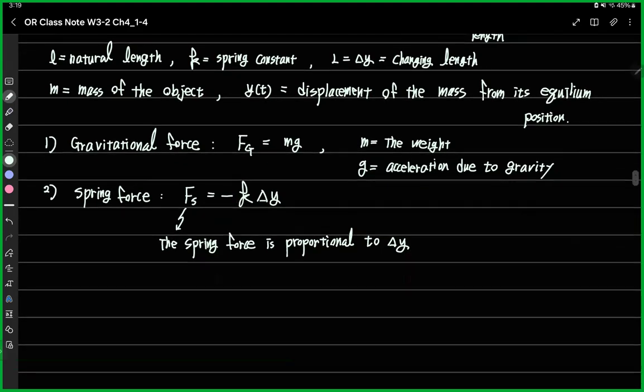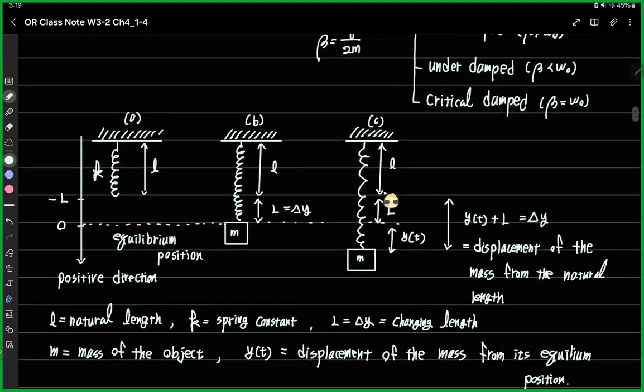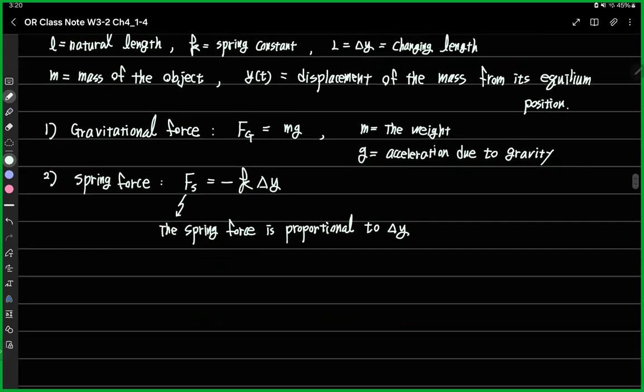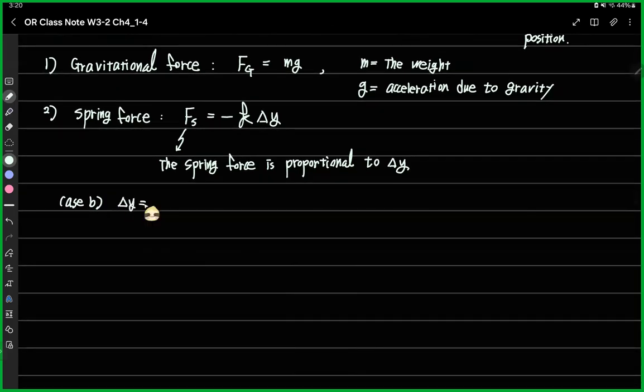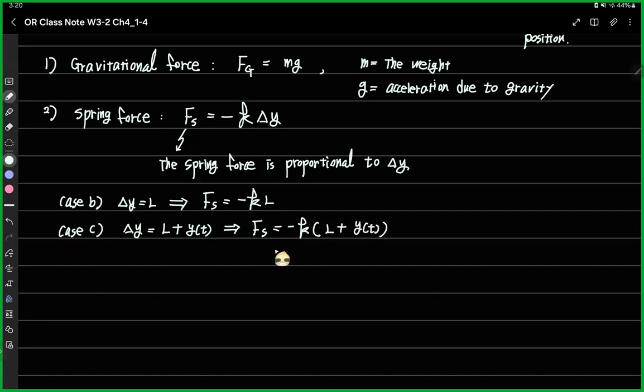But delta y depends on the case. In case B and case C, delta y is different, right? So let's figure that out for each case. Case B: delta y is L, which implies the spring force must be minus k times L. In case C, delta y must be L plus y of t, so F sub s is equal to minus k times (L plus y of t).